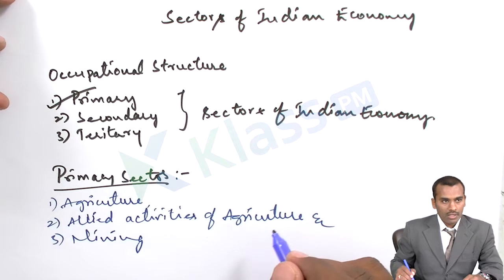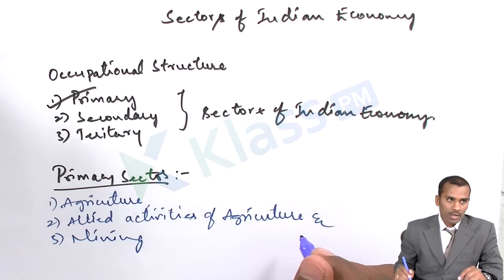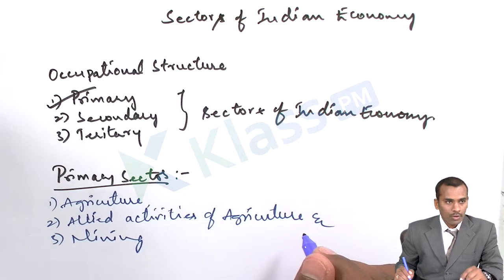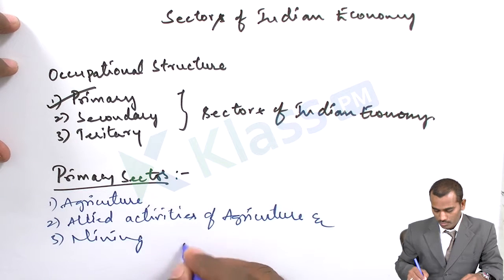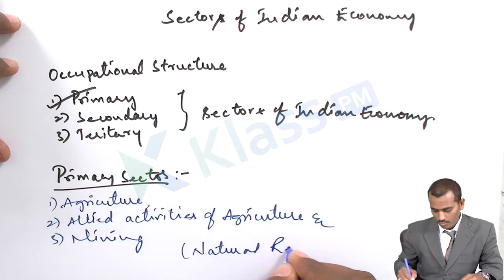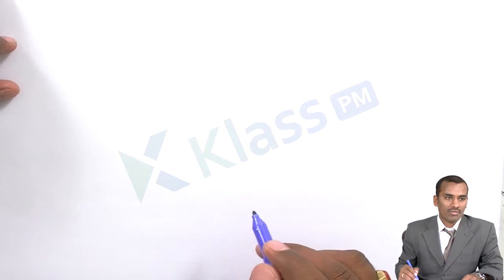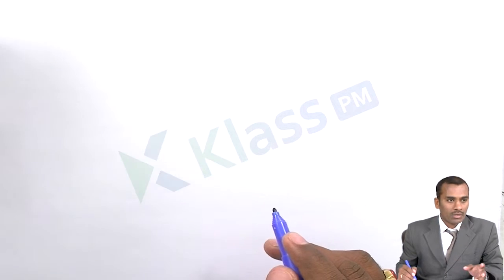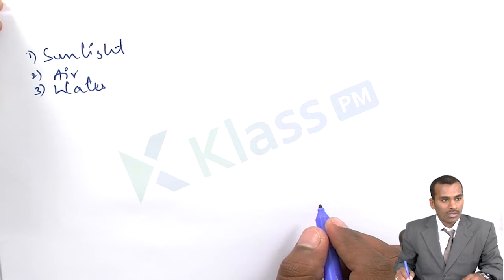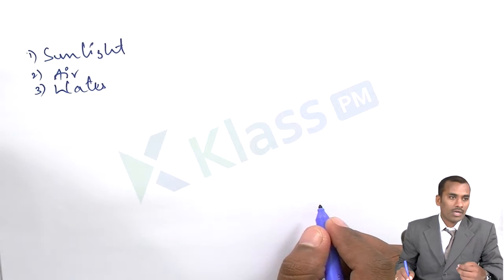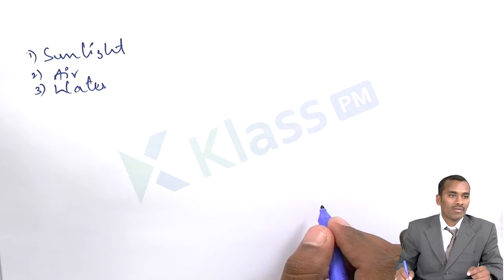Agriculture, allied activities of agriculture and mining. All these come under the primary sector. Why? Because these are the goods which are produced by making use of the natural resources. What natural resources are utilized in the production of these primary goods? Can anyone guess what natural things can be utilized? For example, sunlight, air, water. These are the three things we call natural phenomena or natural resources. By making use of these resources, more or less the goods in the primary sector will be produced.